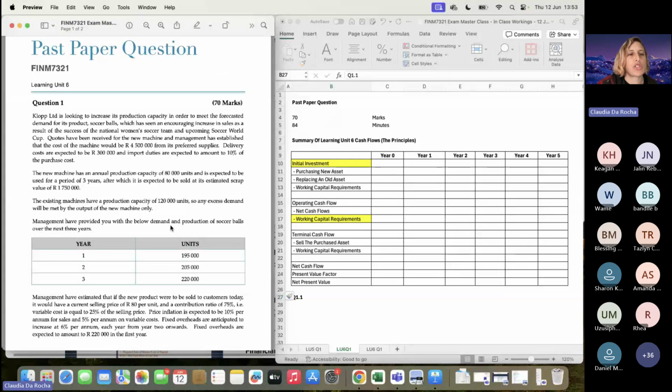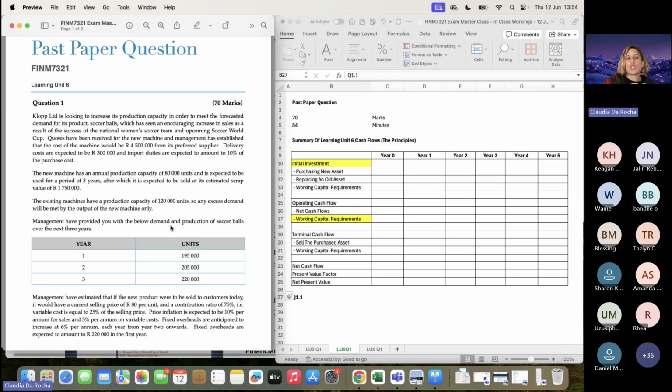It says Klopp Limited is looking to increase its production capacity in order to meet the forecasted demand for its product, soccer balls, which has seen an encouraging increase in sales as a result of the success of the national women's soccer team and upcoming Soccer World Cup. Quotes have been agreed for the new machine, and management has established that the cost of the machine would be 4.5 million from its preferred supplier. Delivery costs expected to be 300,000, and import duty expected to amount to 10% of the purchase cost.